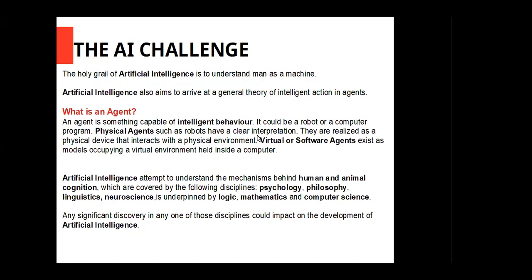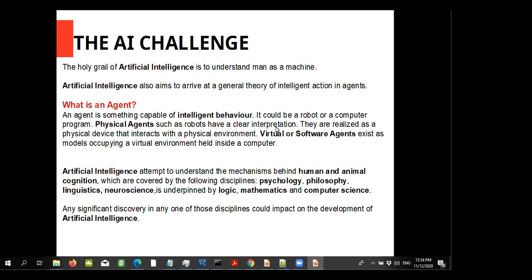An agent is something that is capable of intelligent behavior. So it could be robots, software, algorithms, and so on. A physical agent, which is one type of agent, is what we can physically touch, like robots, okay? They are physical devices that interact with the physical environment. Then we have the virtual agents, which are software-based, and they occupy a virtual environment, which mostly happens inside a computing system. Okay, so those are agents capable of intelligent behavior, right?